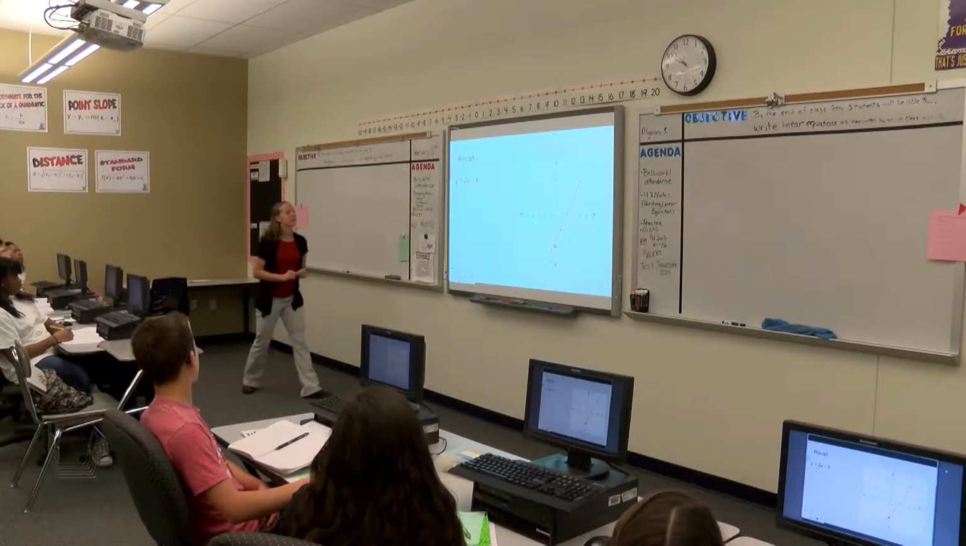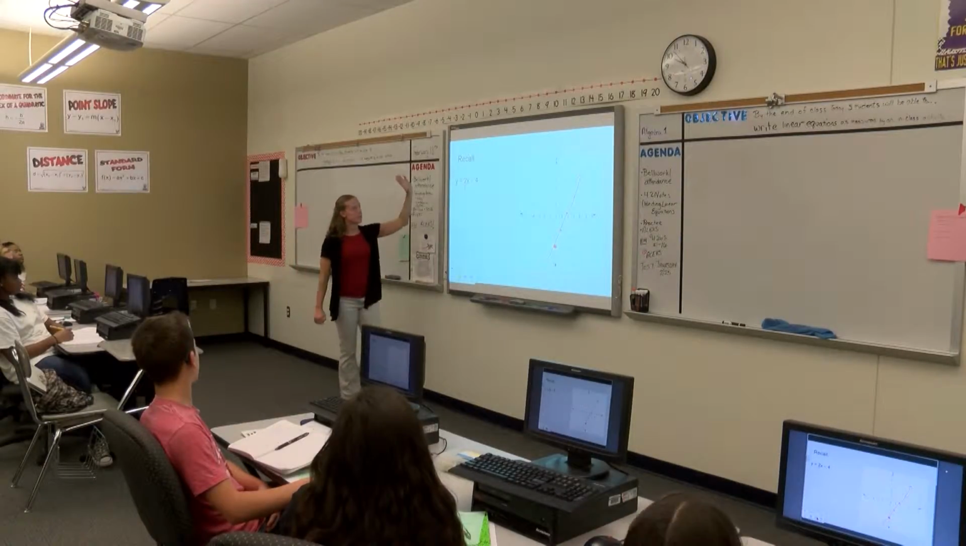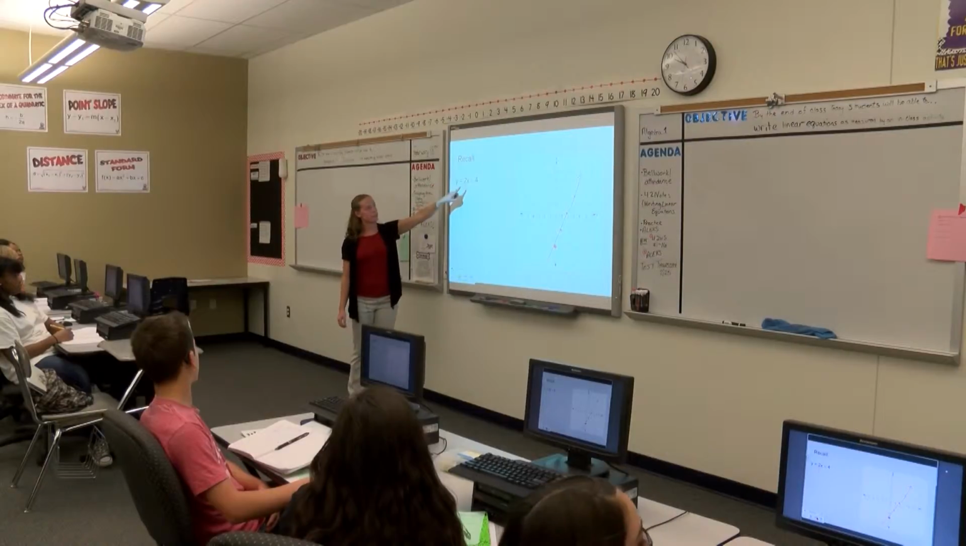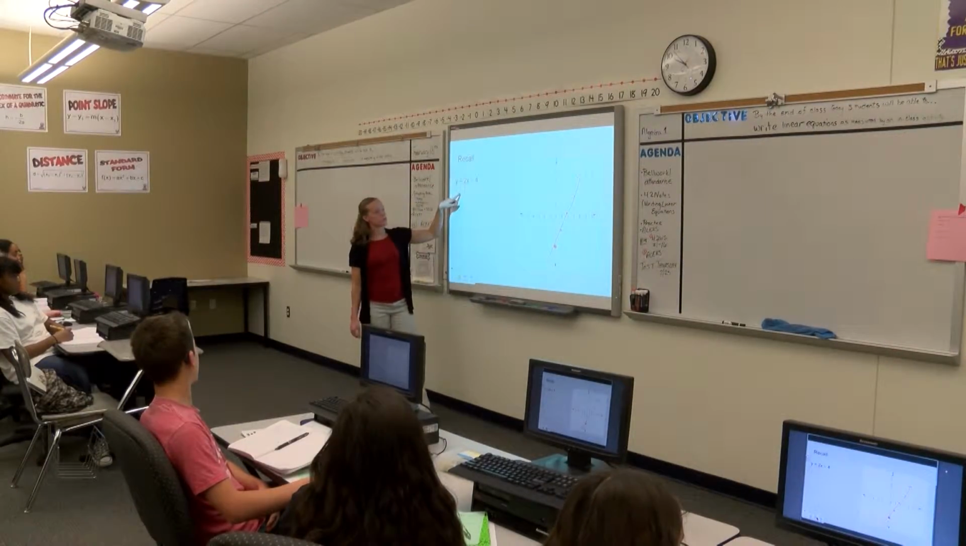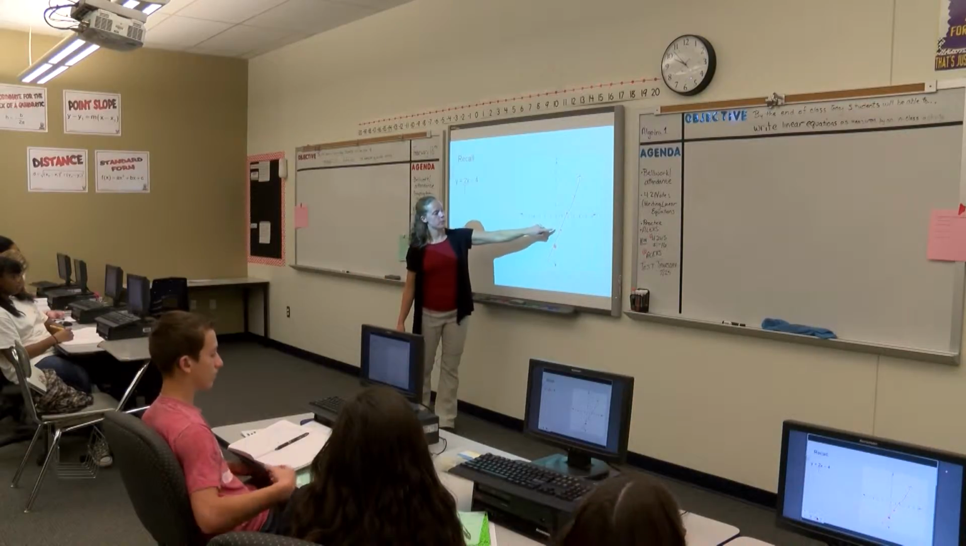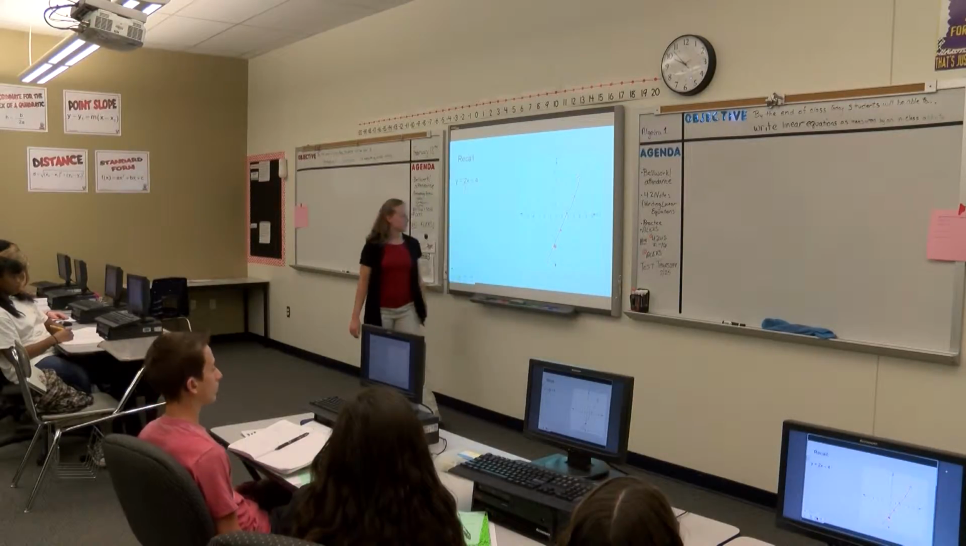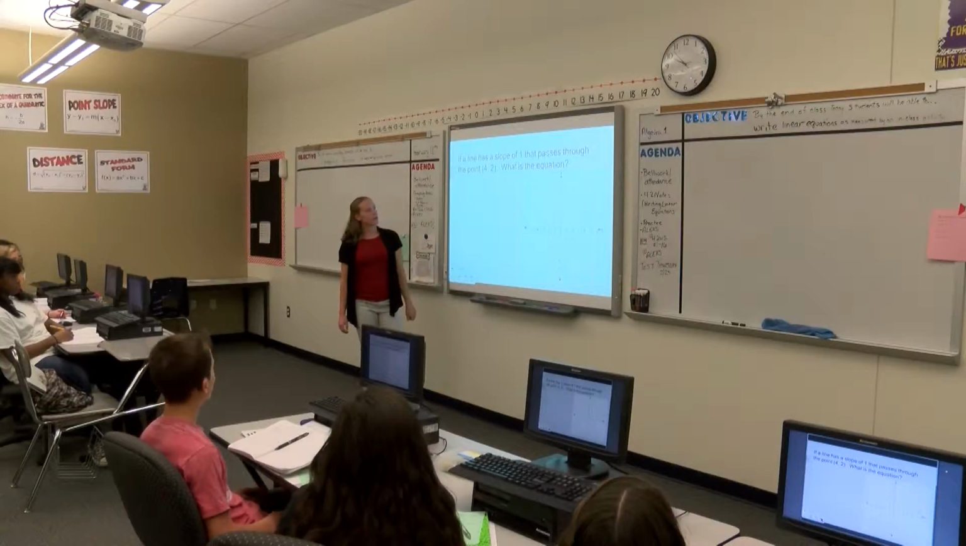Okay, so yesterday we graphed lines. We started at -4 because that was the y-intercept. And then my slope was 2 over 1. So I went up 2 over 1, up 2 over 1. Now we can go backwards.